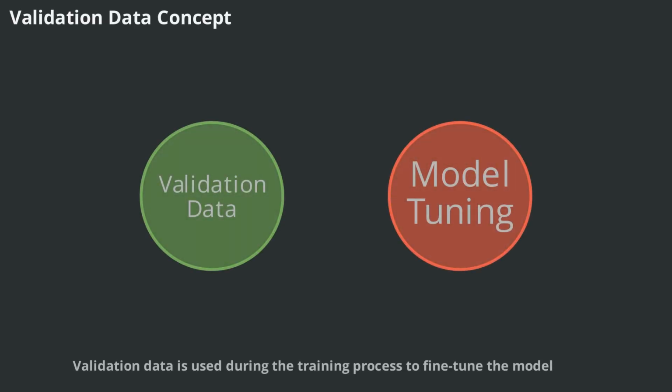Validation data is used during the training process to fine-tune the model. By checking the model's performance on this separate set, engineers can adjust settings and prevent overfitting. Validation data acts as a checkpoint, ensuring the model is learning the right patterns.